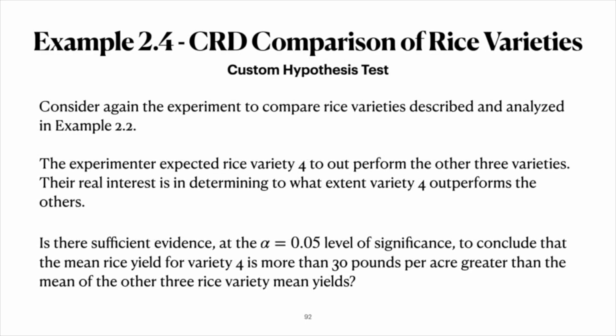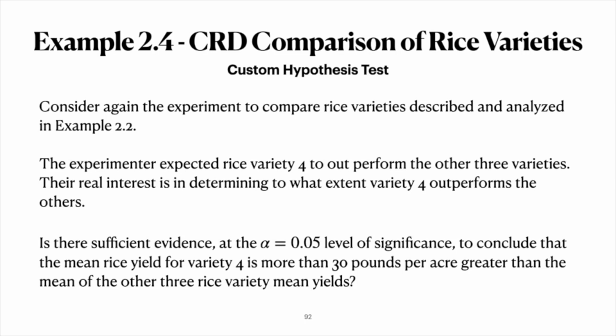This will be example 2.4. Consider again the experiment to compare rice varieties described and analyzed in example 2.2. The experimenter expected rice variety 4 to outperform the other three varieties. Their real interest is in determining to what extent variety 4 outperforms the others. Now let's suppose that the specific question to be answered is this: is there sufficient evidence at the 0.05 level of significance to conclude that the mean rice yield for variety 4 is more than 30 pounds per acre greater than the mean of the other 3 rice variety mean yields.